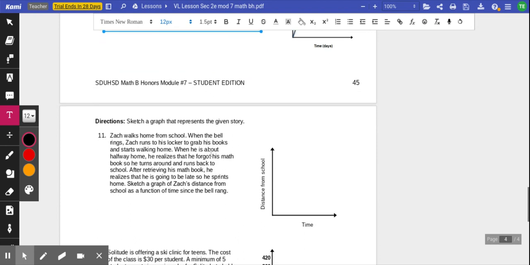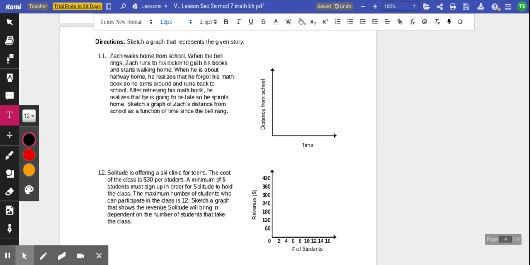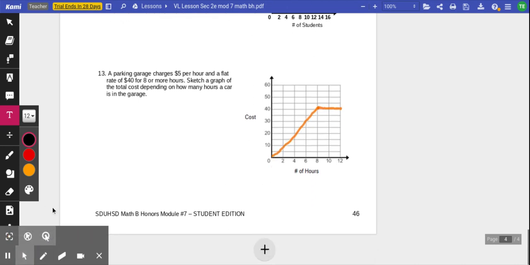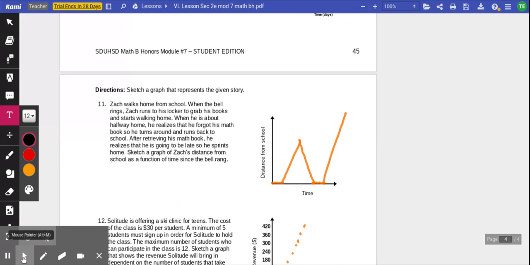Next page. Okay, so here you're reading the story and trying to sketch the graph. So go ahead and pause the video and see if we have similar graphs. All right, Zach walks home from school. When the bell rings, Zach runs to his locker and grabs his books and starts walking home. So first, we're at school. We're running around school, so we haven't left school.